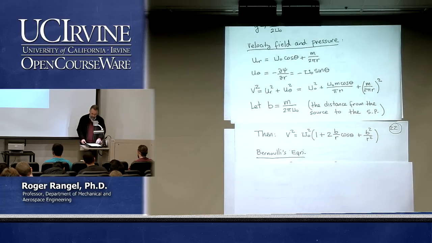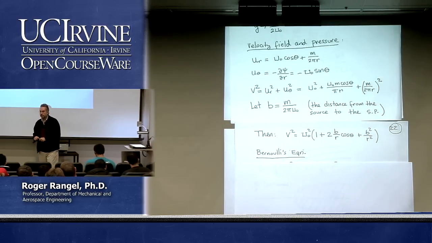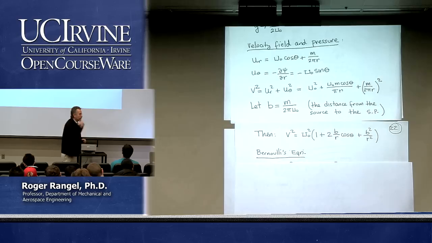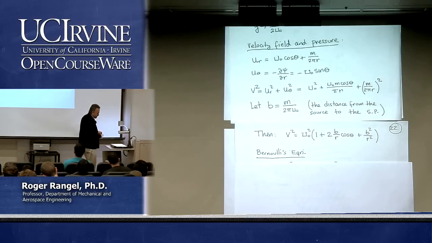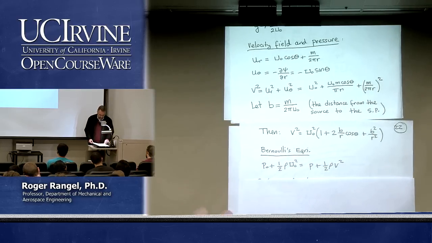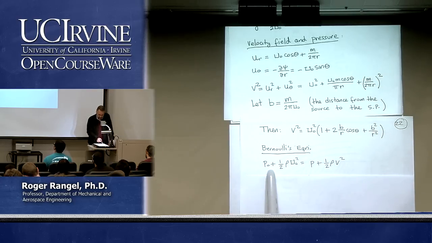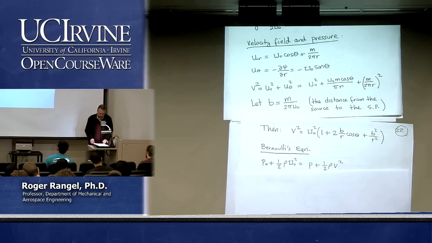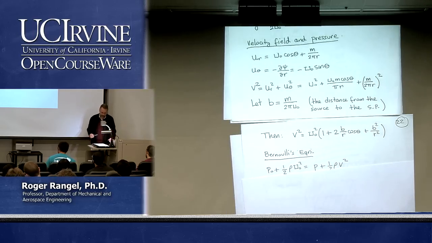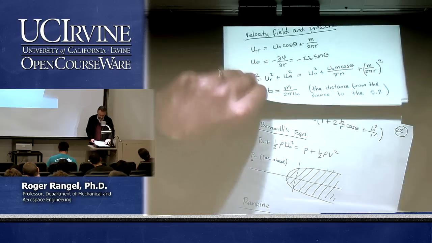Now, can I use Bernoulli's equation for my flow? Can I use our Bernoulli equation from chapter 3? Yes or no? Yes, we can. All the conditions are met. So if I do that, then that's my Bernoulli equation. P naught is the pressure far away. P naught is far ahead.